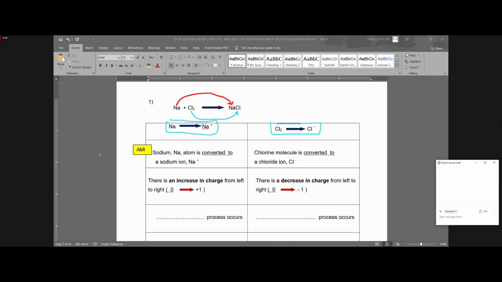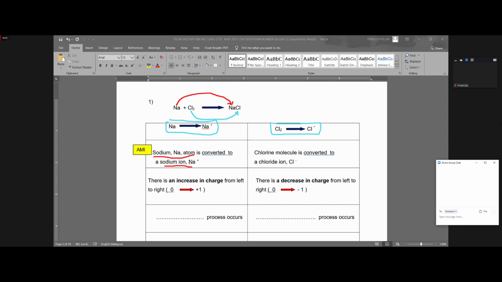So I put AMI because you have to explain in terms of the type of particles. Remember we learned this in Form 4. I taught this in the Pascal class; I don't know what the other teacher taught you, but this is how we remember. You must use particles here. Sodium is an element, so it contains atoms. Sodium atom is converted to Na+, the sodium ion. We are using only the particles.